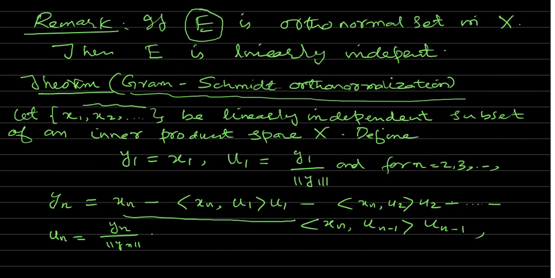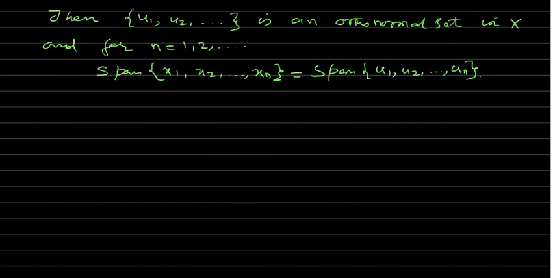Suppose we have defined un up to un minus 1, okay, u1, u2, un minus 1, suppose have been defined, then we define yn and un. Then this set of new vectors u1, u2, un is an orthonormal set, and the span of x1, x2, xn is same as span of this u1, u2, un. Proof. We prove this theorem by inductive hypothesis, okay?